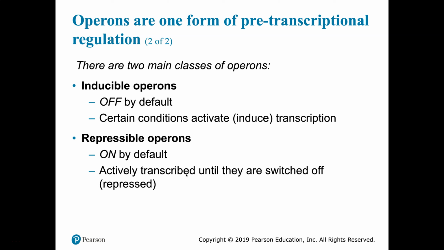Repressible operons are the opposite. The operon is always on, therefore transcription and translation are always happening. But when we don't want it to happen, we have to repress that operon. We have to stop transcription and therefore stop translation. So we have to shut it off. Now again, this is all happening in bacterial cells. When I say we, I mean bacterial cells. They have to shut it off if it's a repressible operon.